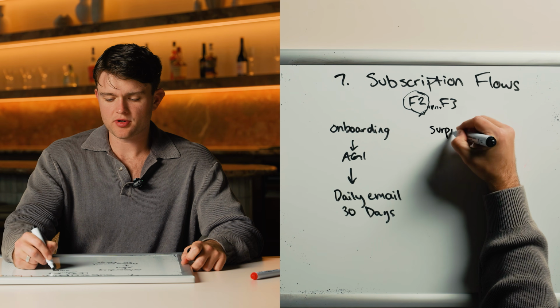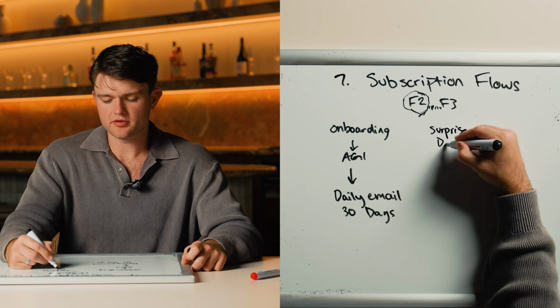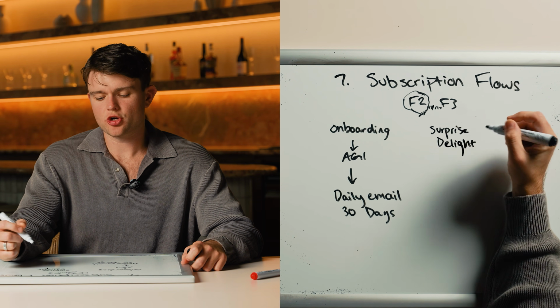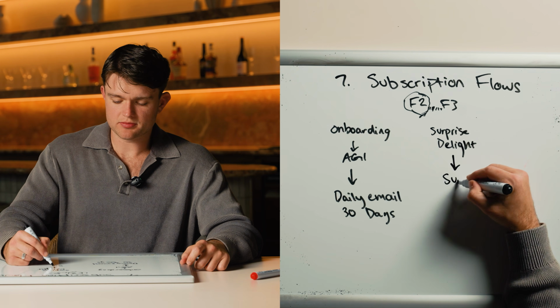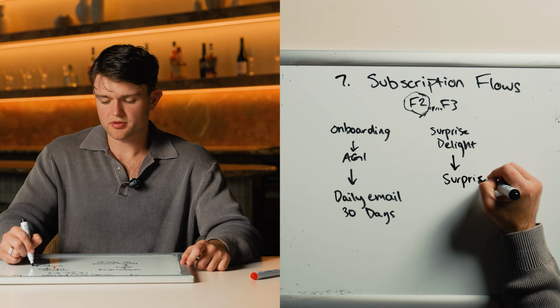After this, you want a surprise and delight flow or a milestone flow. This is essentially where you find your churn point. This might be at month 1 or it might be at month 3. And it's where we surprise customers with value. Very simply put, the surprise and delight flow.